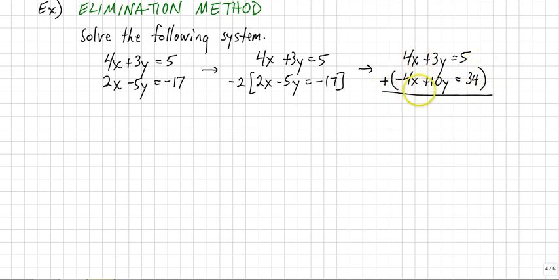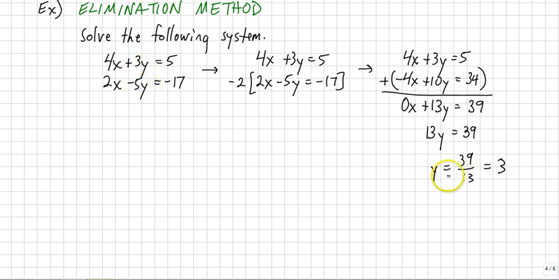So you add the like terms. 4x plus negative 4x is 0x. And then 3y plus 10y would be 13y. And 5 plus 34 is 39. And then we end up with just 13y equals 39. You divide both sides by 13, and we get a y coordinate of 3. So y is 3. We now actually know one of the variable values. We know y is 3.